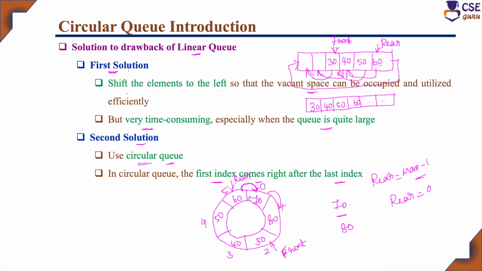Can you make out the difference between the linear queue and circular queue? The drawback of linear queue is that when you reach the maximum position, you cannot resume from the starting position, although the memory location is free. But this is possible in circular queue. That is the advantage. So the second solution is the efficient solution for the drawback of linear queue implementation.